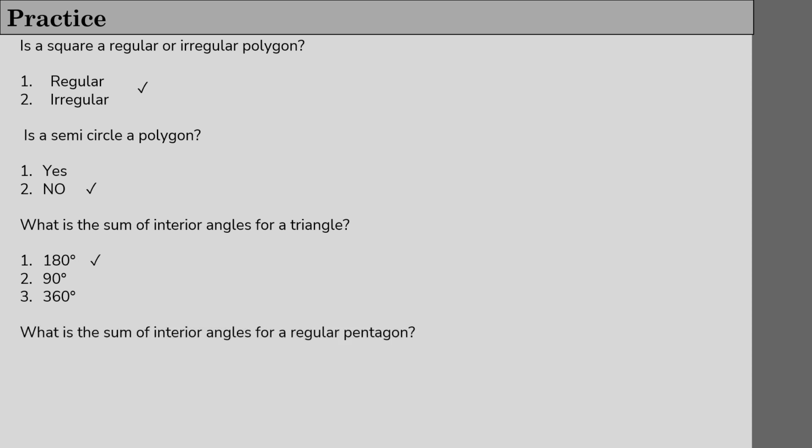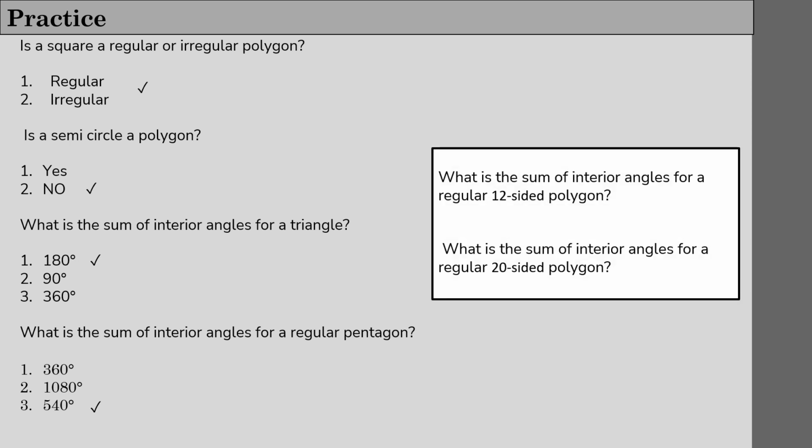Fourth, what is the sum of interior angles for a regular pentagon? As we know, a pentagon has 5 sides. Then that 5-sided pentagon can be divided into 3 triangles, and 3 lots of 180 is 540 degrees. Now these are some questions which we have done as practice, but there are 2 questions which I want you all to try and send the answers in the comment box.